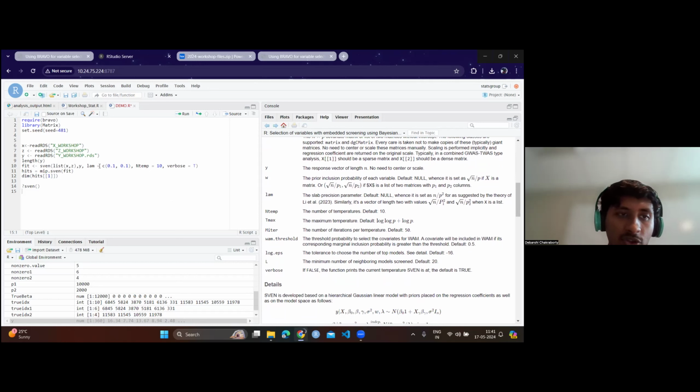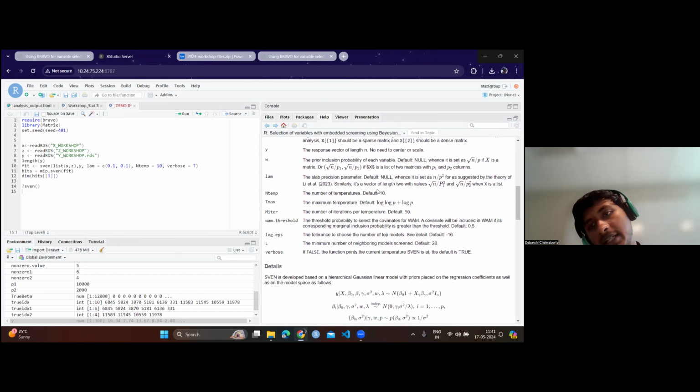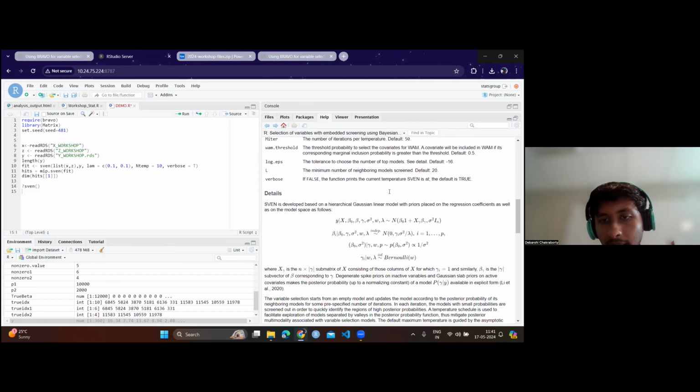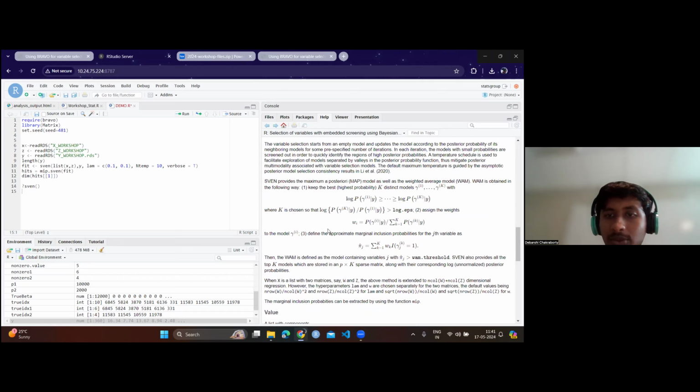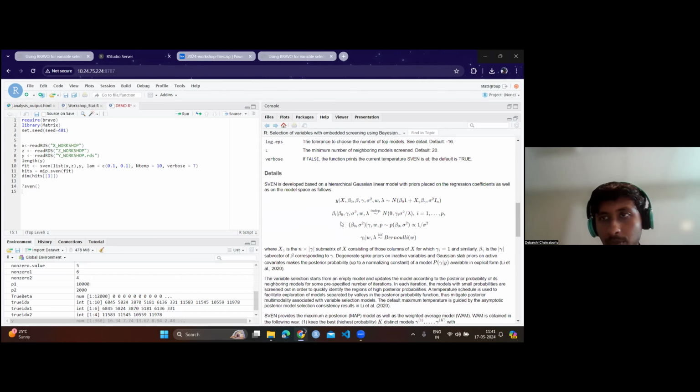Like in this code, we have chosen both lambda 1 and lambda 2 to be 0.1. And ntemp takes 10 by default. But again, you can choose to play around with it if you really want a bird's eye view of the posterior surface. It will also say a little bit of the math involved in this and what output it gives.